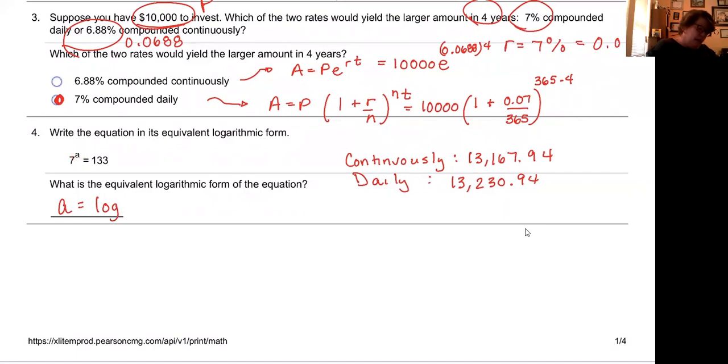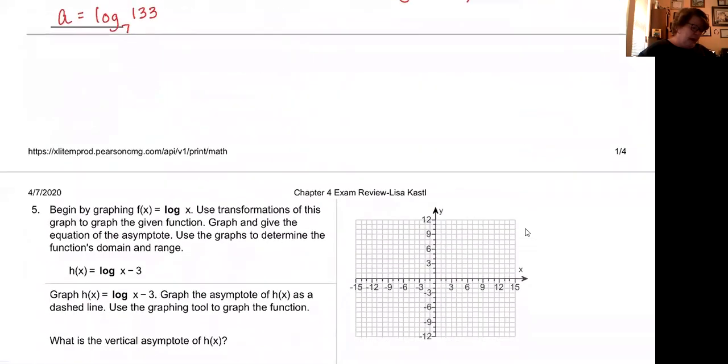The base is the number 7. So it's log base 7. So you're going to use a subscript right next to that log to show that that's the log base 7. And it's the log base 7 of 133. So 7 to the a equals 133 is the same as log base 7 of 133 equals a.